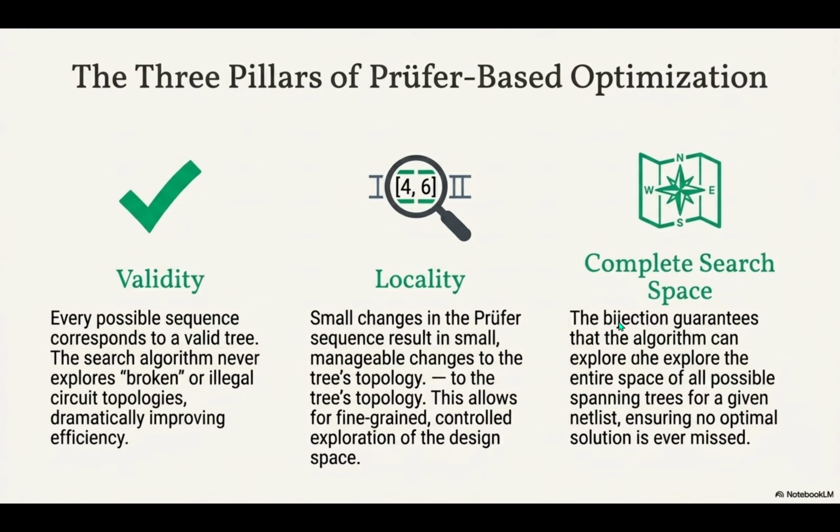And the third pillar is the complete search space. The bijection guarantees you can explore the entire universe of possible valid designs. You know for a fact that your algorithm isn't missing some hidden optimal solution. You're guaranteed to find the best possible layout. So it's faster, it's smarter, and it's exhaustive. That's incredible for design. Okay, what about the second big application?